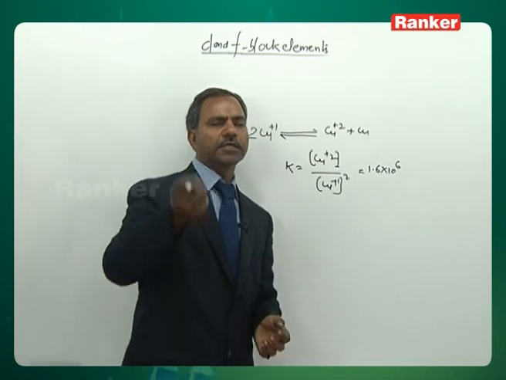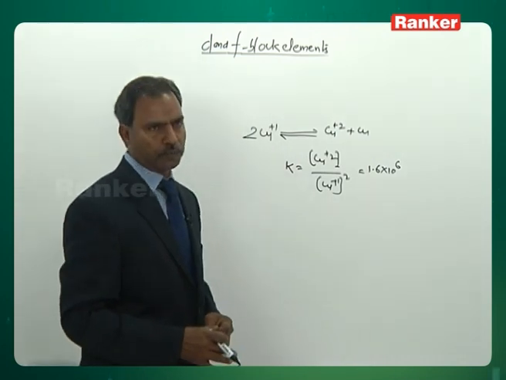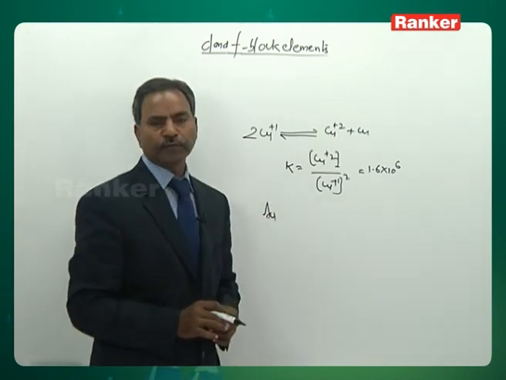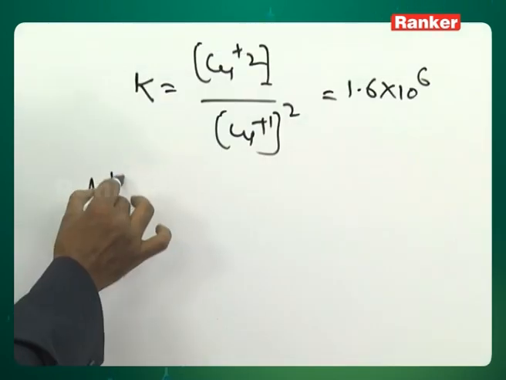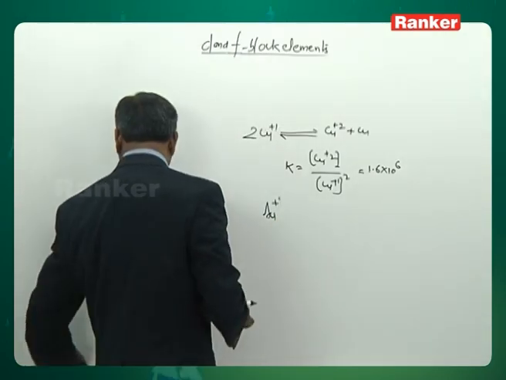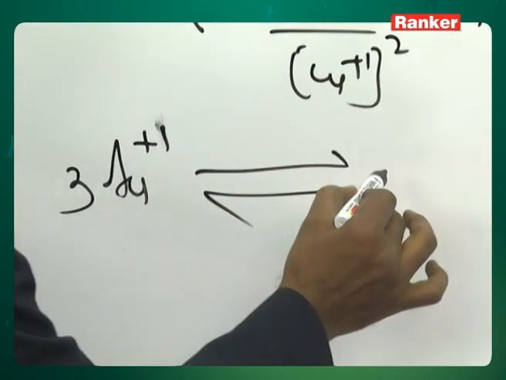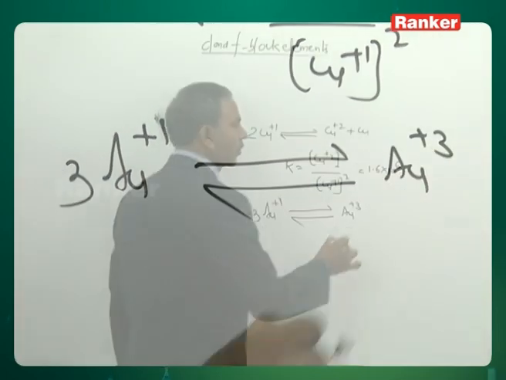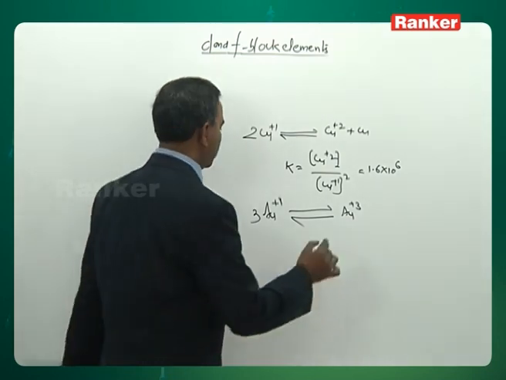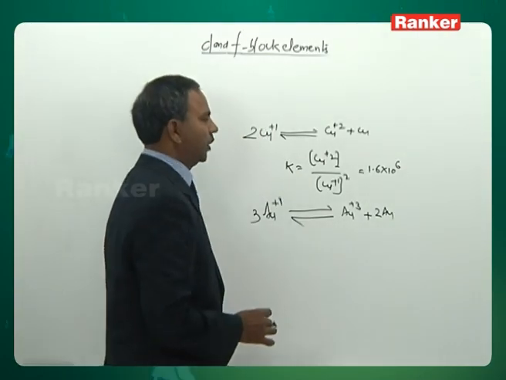If it exists, it is only in very trace amounts in the aqueous solution, easily undergoing oxidation to copper +2. Similarly, talk about Au also. Consider Au +1: 3Au+ undergoes oxidation to Au3+ and also reduction, giving 2Au. That is, Au +1 converts to Au +3 and to Au.